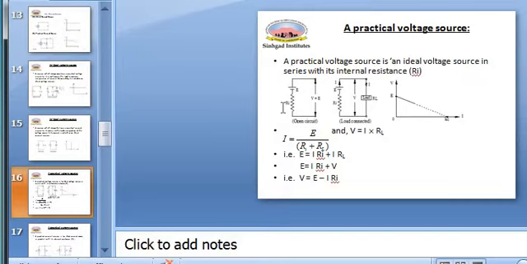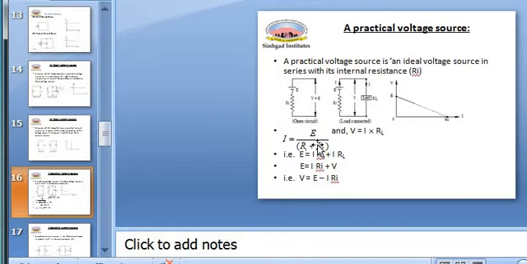Right. There will be a resistance. So that resistance we have to show in series with this voltage source. V is the output voltage. When the load resistance RL is connected, I amperes of current flows through this load resistance.